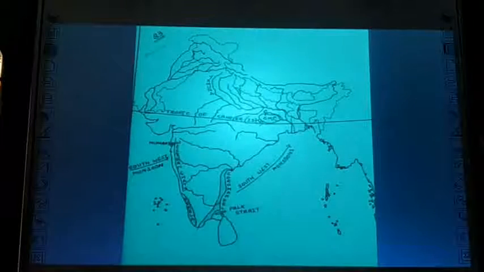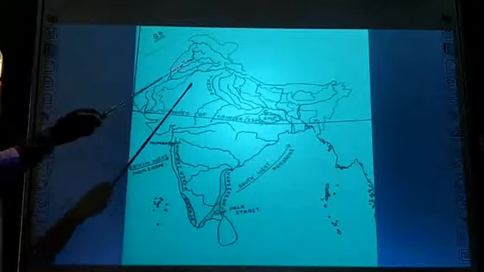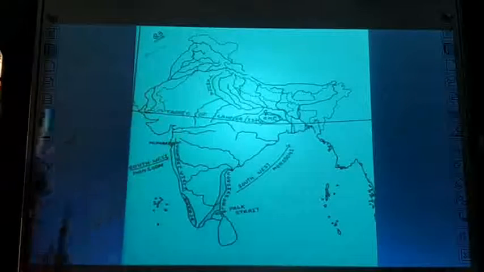Well, Yamuna is the largest tributary in India. It is the second largest tributary of Ganga and the longest tributary in India. It lies here, the Yamuna river.